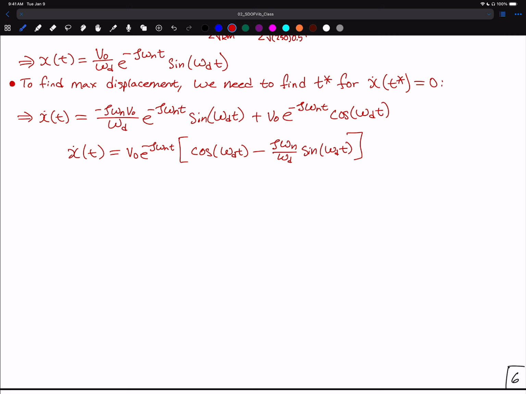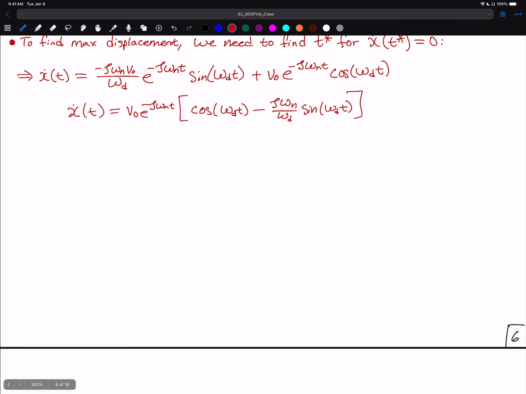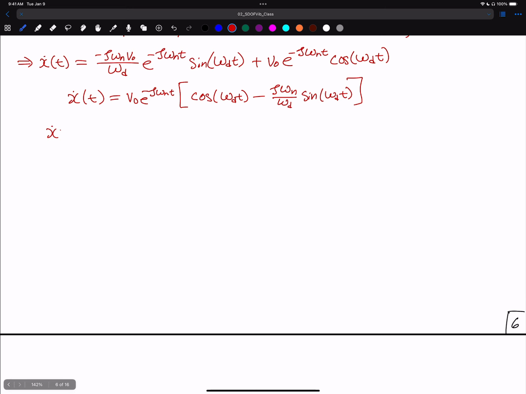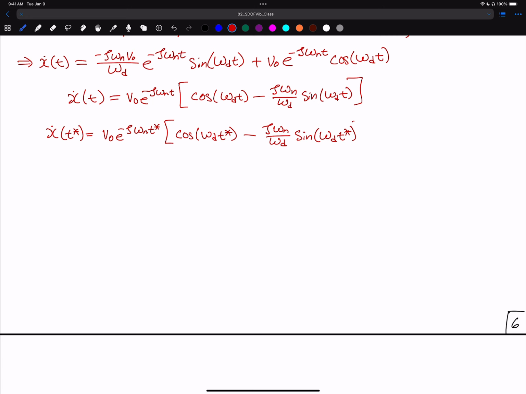Okay, so we now need to think about x dot of t star is equal to v0 e to the minus zeta omega n t star times the quantity cosine omega d t star minus zeta omega n over omega d times the sine of omega d t star. And that must be equal to 0.